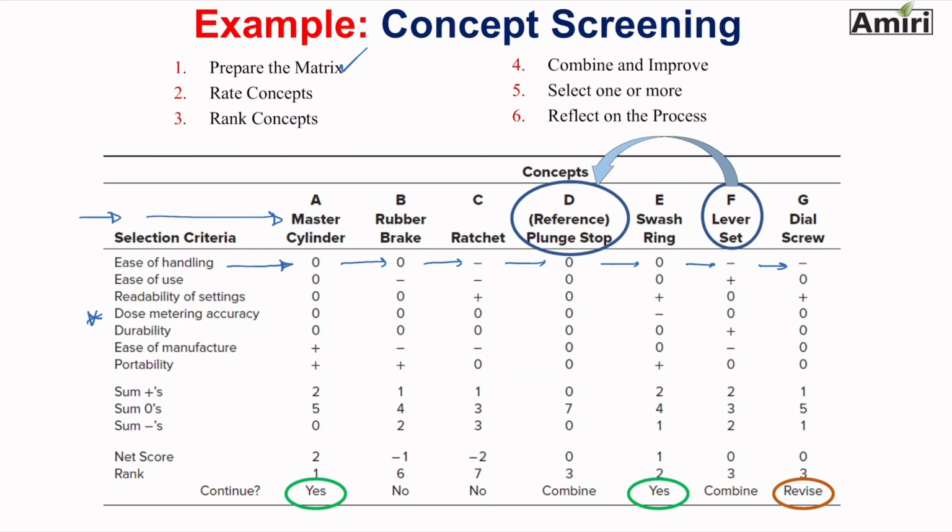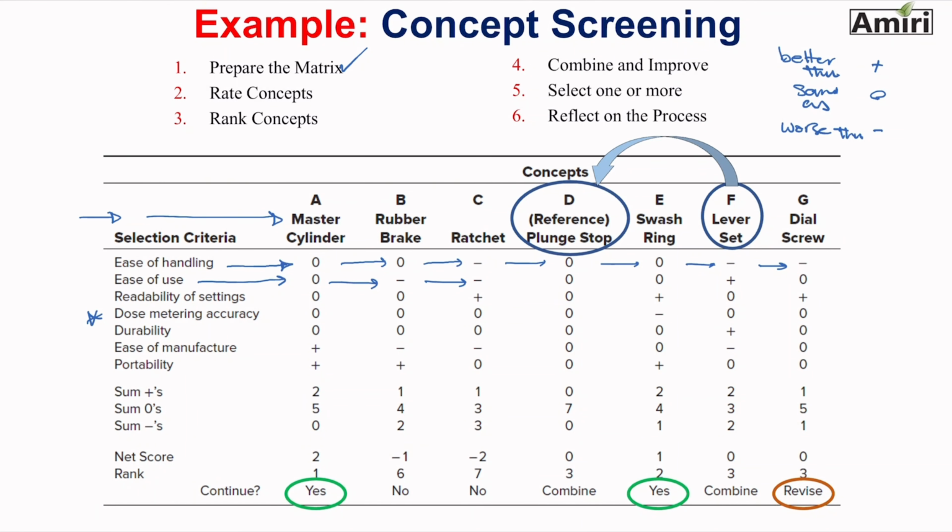It's very important to go row by row and not one concept at a time. Then you move on to the next row, and so on. So again, 0 means same as your reference concept. Plus means it's better than. And minus means it's worse than. So again, it's a quick relative comparison.